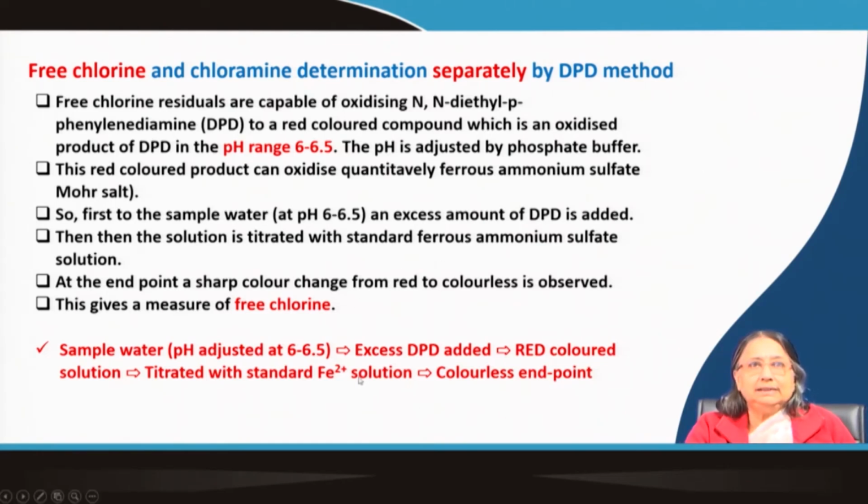So, this is written in a simple way: sample water, pH adjusted to 6 to 6.5, excess DPD added, red colored solution, then titrated with standard Fe2 plus solution, colorless endpoint. So, that is the path.